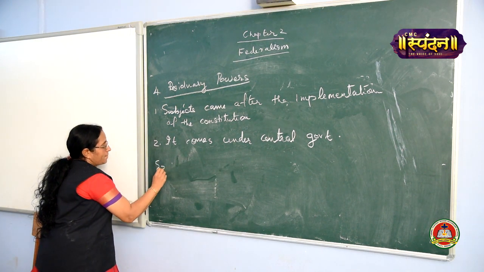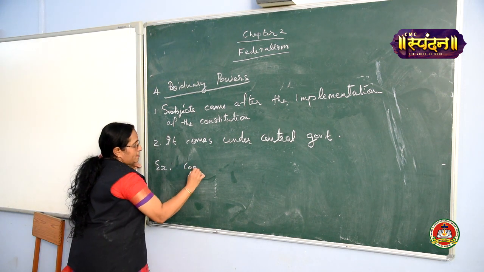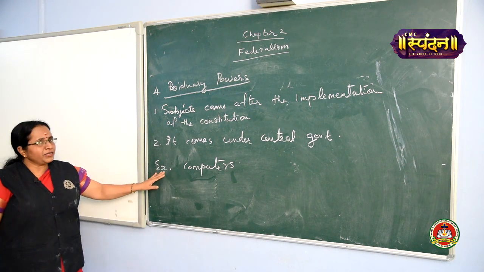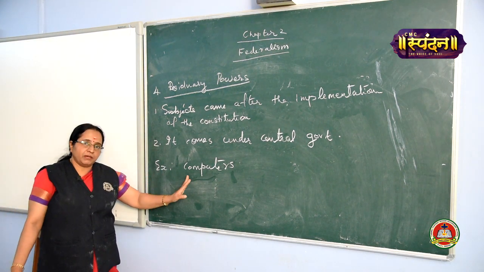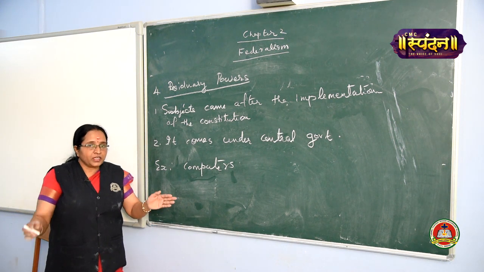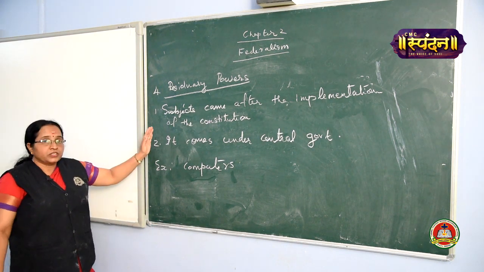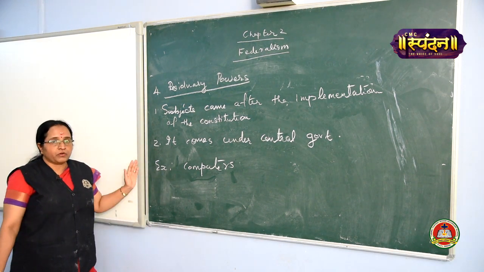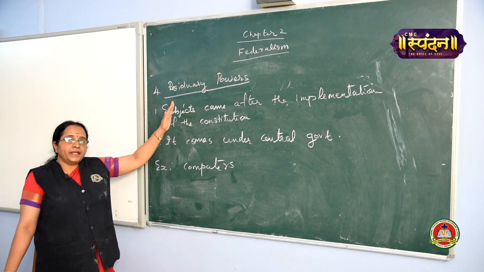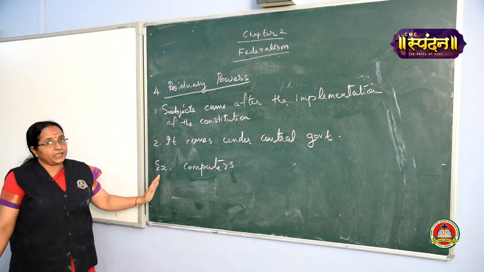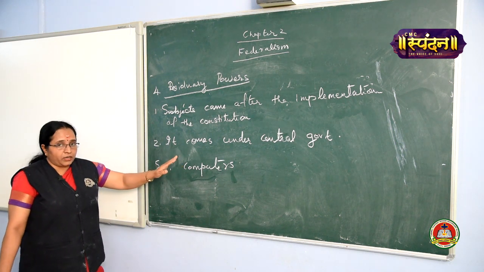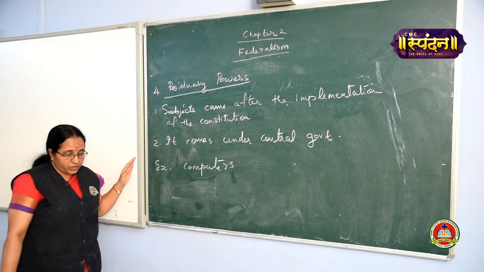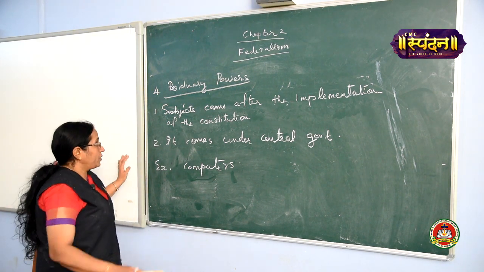Example, now you know, computers, isn't it? You know very well that computers came up after 1950. So that was a separate subject. The subjects which came up after the implementation of the constitution come under residuary powers or residuary list, and the central government has the power to take the decision over here. Sorry children, I hope this topic is clear to you.